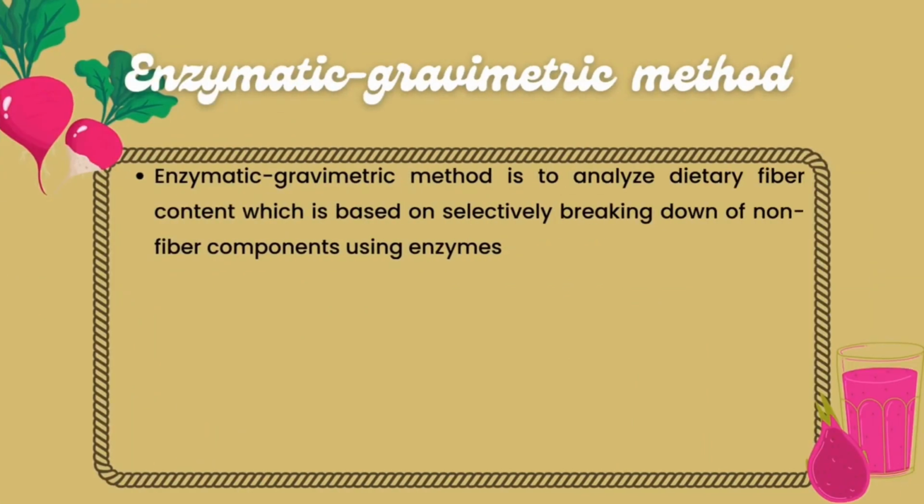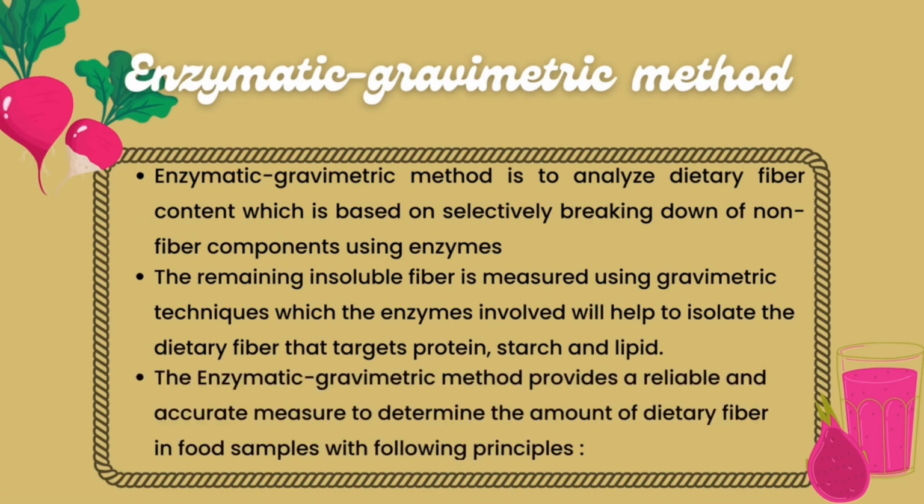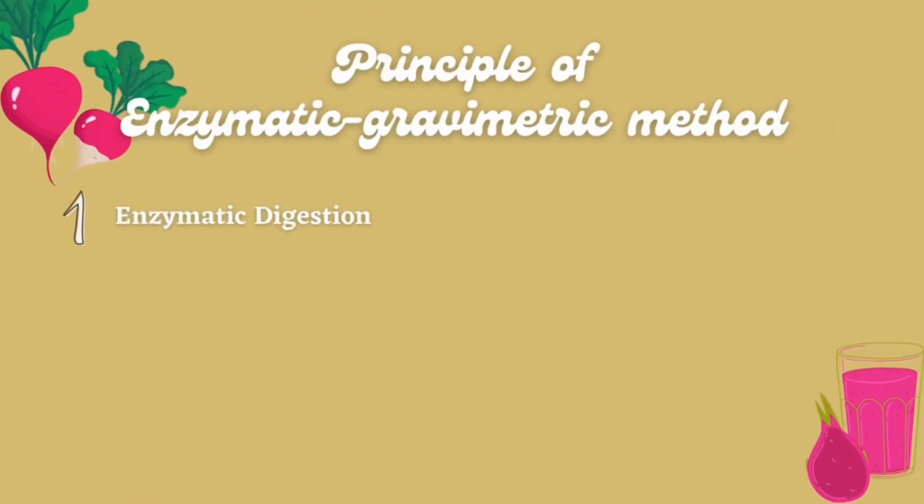The enzymatic gravimetric method analyzes dietary fiber content based on selectively breaking down non-fiber components using enzymes. The remaining insoluble fiber is measured using gravimetric techniques, in which the enzymes involved help to isolate the dietary fiber by targeting protein, starch, and lipid. The enzymatic gravimetric method provides a reliable and accurate measure to determine the amount of dietary fiber in food samples with the following principle. Firstly, enzymatic digestion.